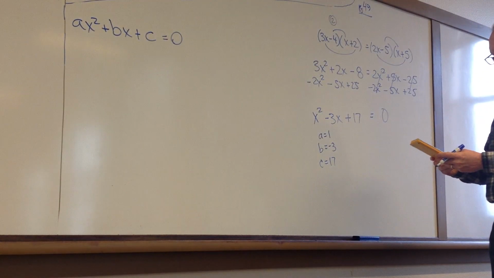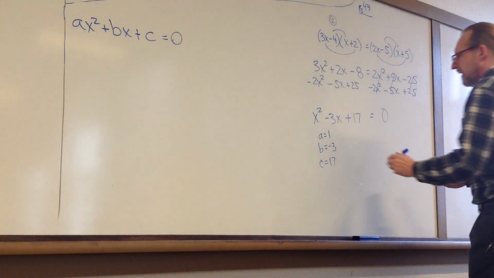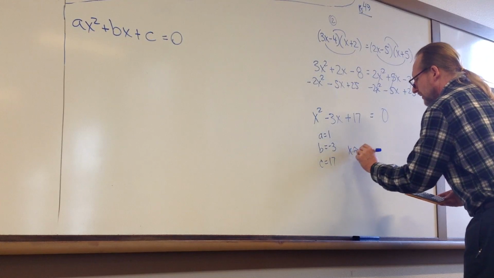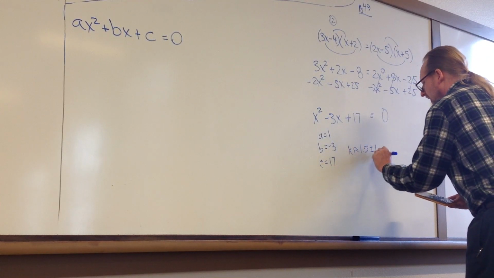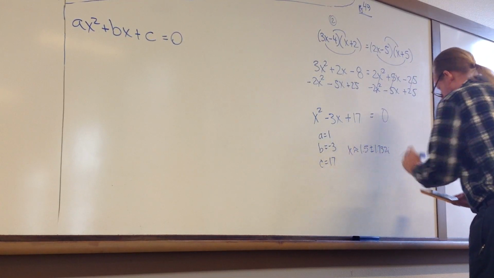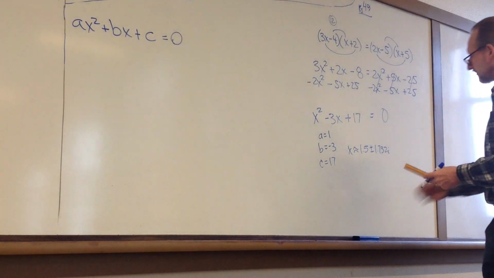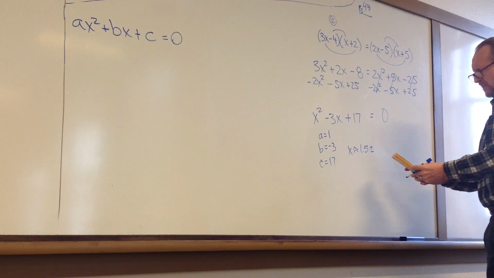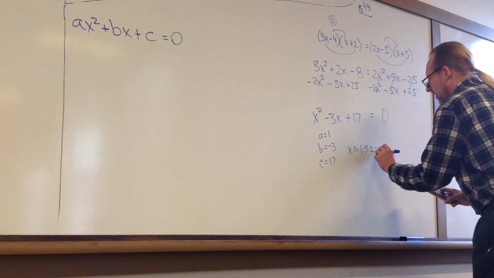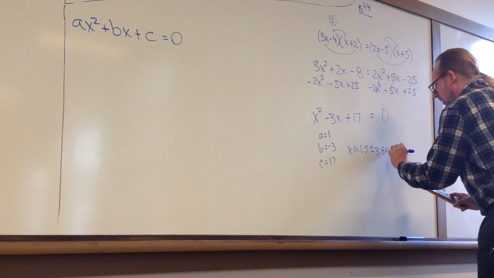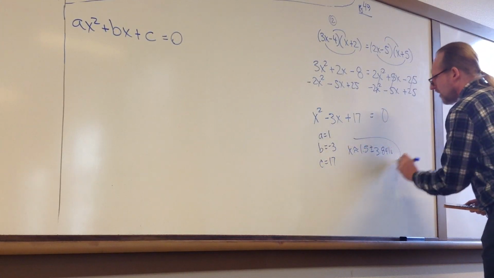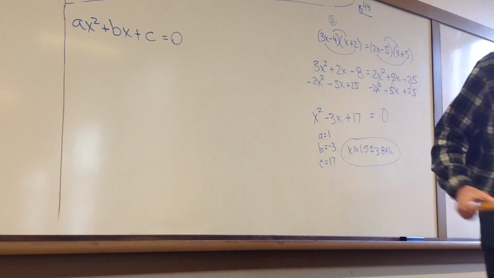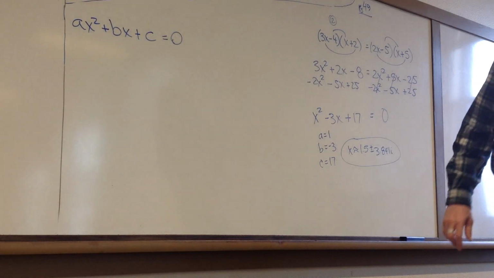Let's see here. And that gives us solutions of 1.5 plus or minus 3.841i. Okay, so that's just about it for this section.